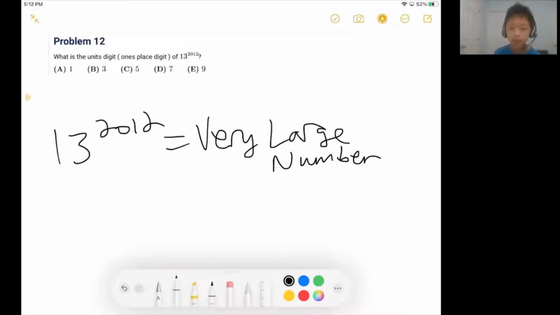Sometimes in harder variations of these questions, they might ask for the tens digit or the hundreds digit, things like that. But in this case, they ask for the units digit, which is not as complicated.